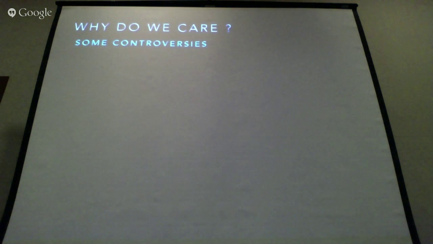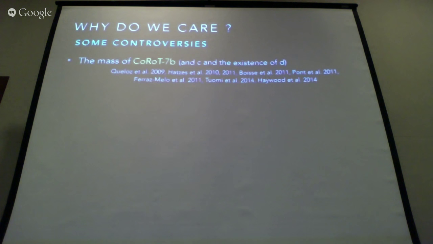So why do we care? It's because now that we are really beginning to search for planetary signals that are embedded in the stellar noise, we have some controversies in the literature. We have all the literature about the mass of Corot-7b, and also, I would say, about the mass of Corot-7c and maybe the existence of d and its mass.